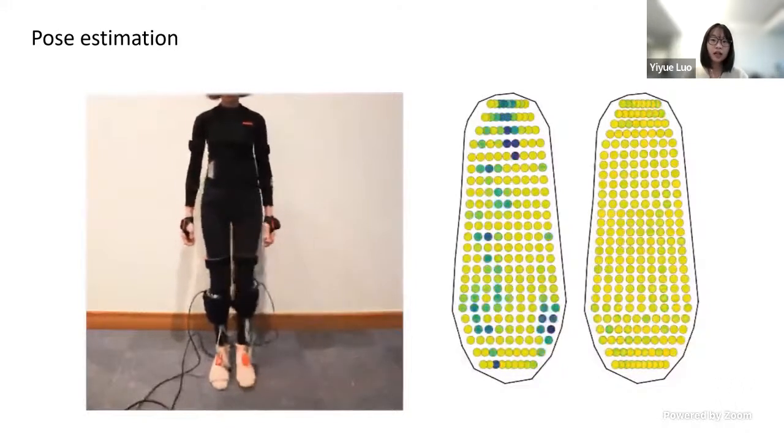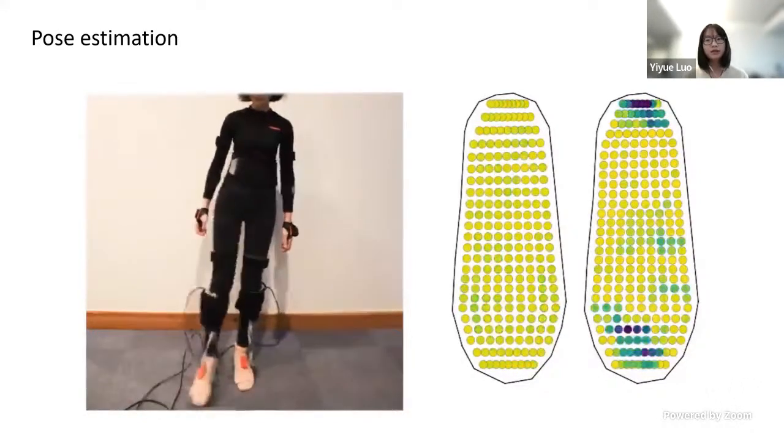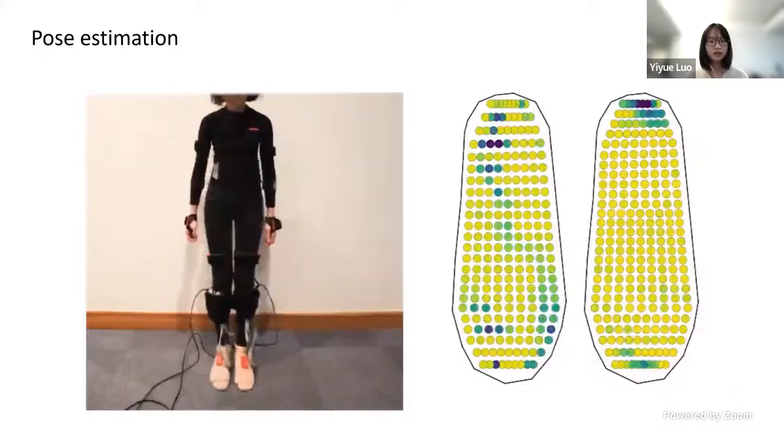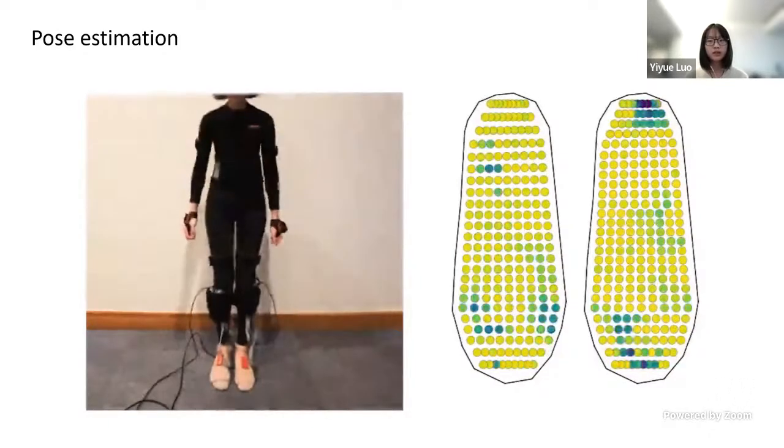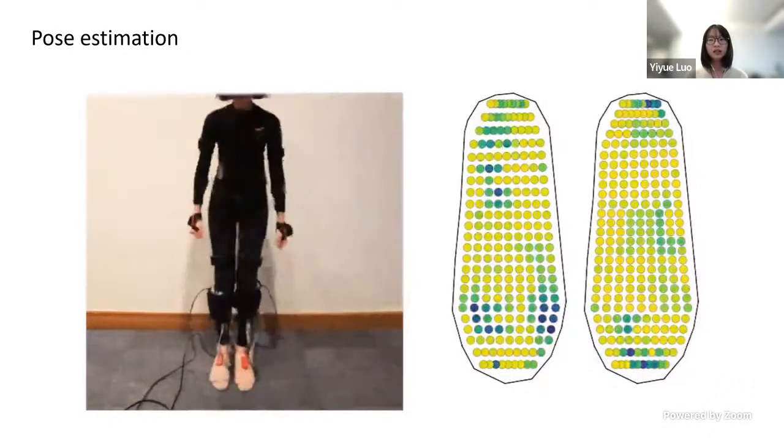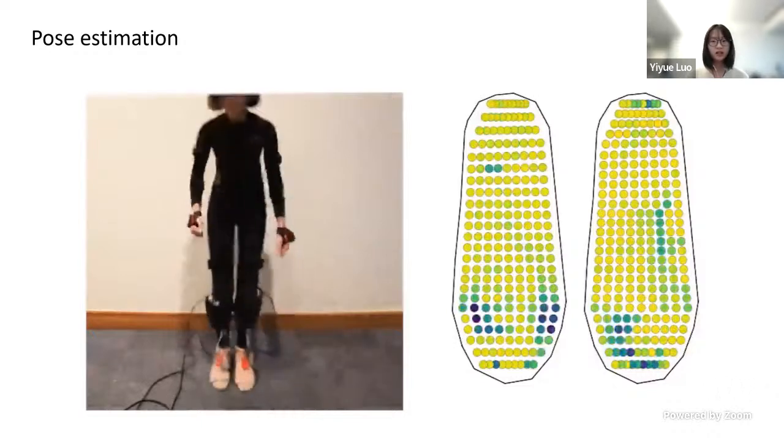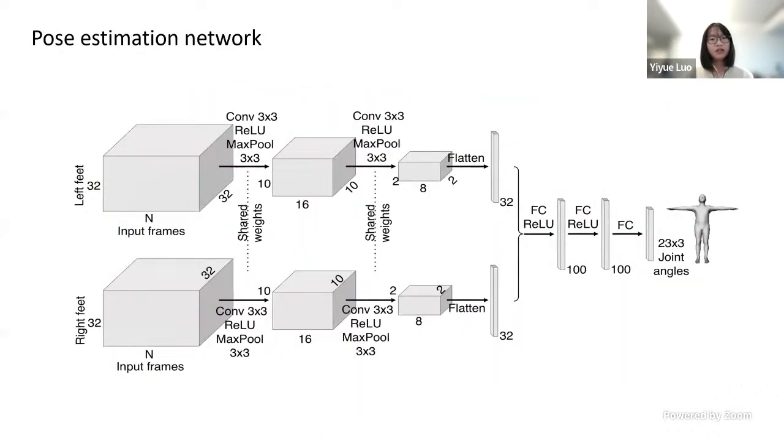So humans maintain the dynamic balance of the body by redirecting the center of mass and exerting forces on the ground, which results in distinct force distributions on the feet. And given this, we actually demonstrate that a person's pose can be estimated from a change of force distribution over time obtained by our tactile socks.